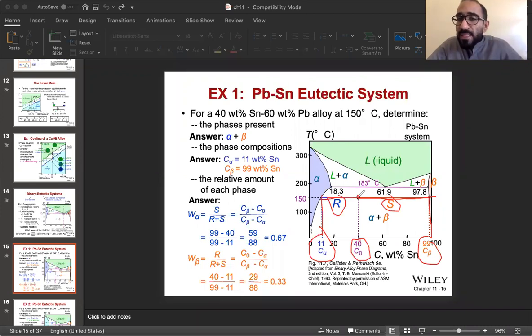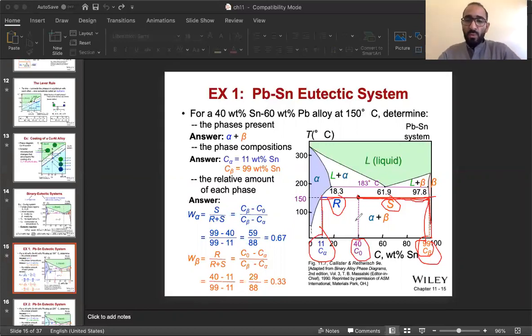So we're expecting that at this point, we have two phases. We expect that beta is going to have mostly tin, and we can confirm this by going through this line and hitting the beta phase, and then when you go down to the x-axis and read the composition, around 99% of the beta actually is tin. Okay, so the first question is how many phases exist, and then what is the composition of each phase, and then the third point is what is the weight fraction of each phase.